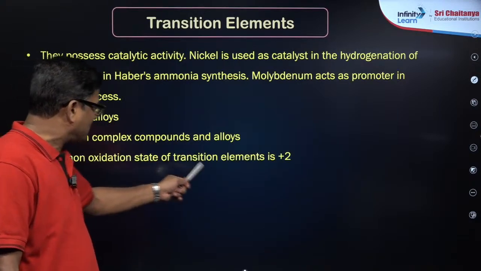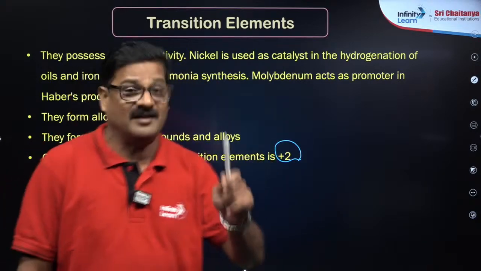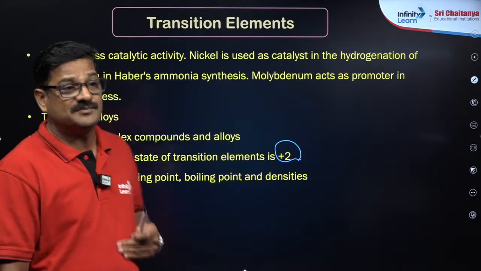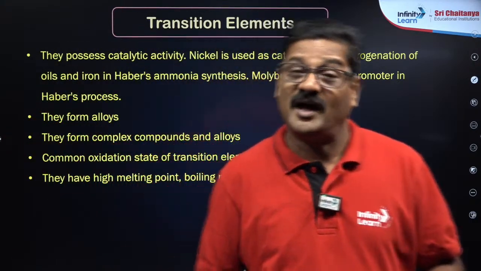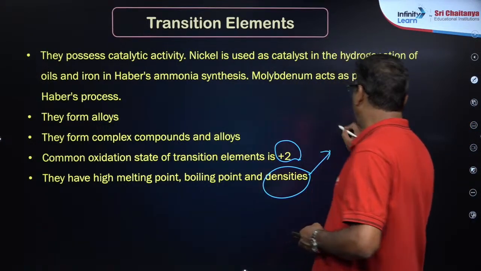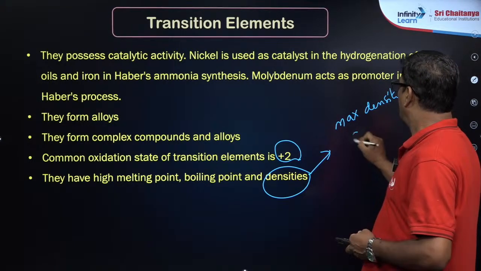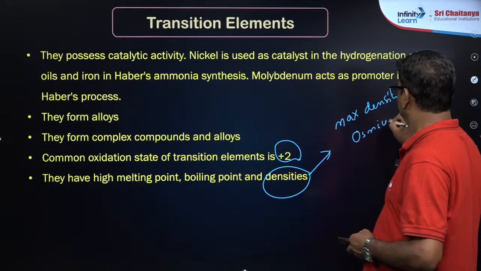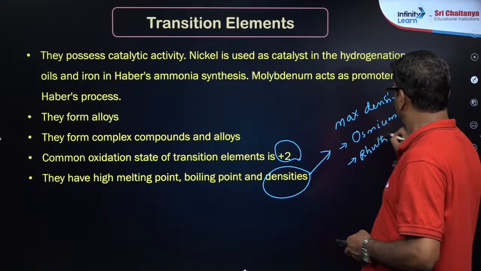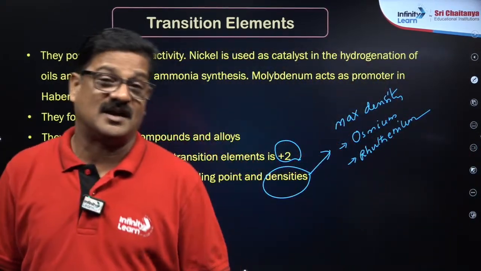And common oxidation state of transition element common +2 होगा, उसमें variability भी है. So that variability, I just want to give you in tabular form. They have high melting point, high boiling point, have high density also, maximum density. So density maximum किसका होगा? ऑस्मियम का, रुथेनियम का होगा. Ruthenium का होगा. Which of the following elements has the highest density?